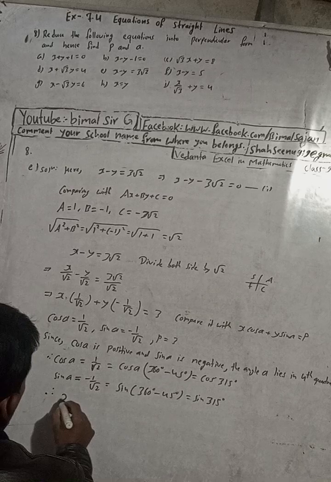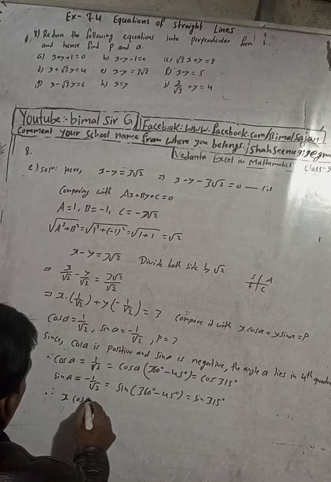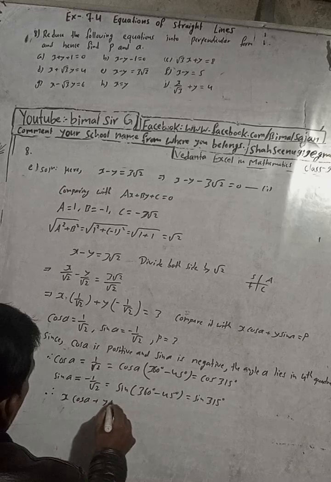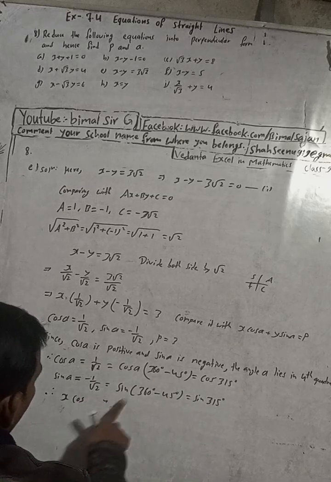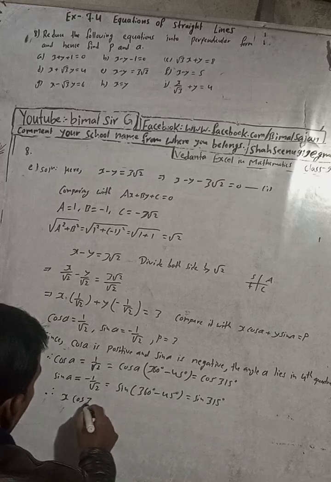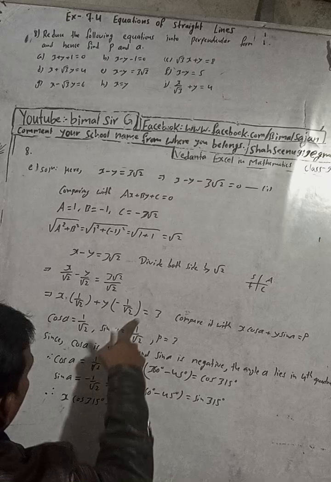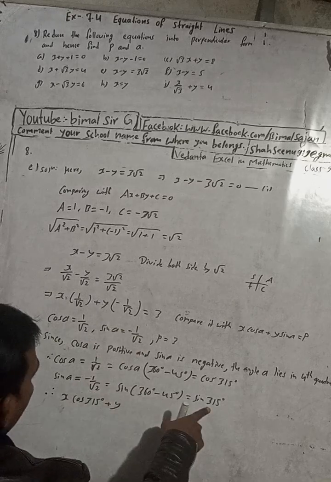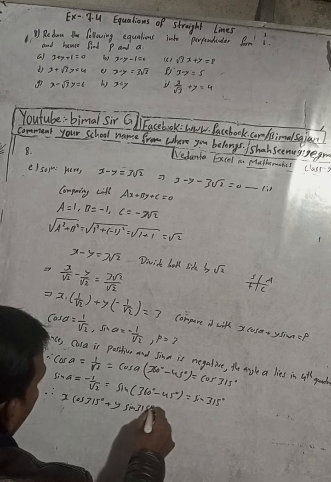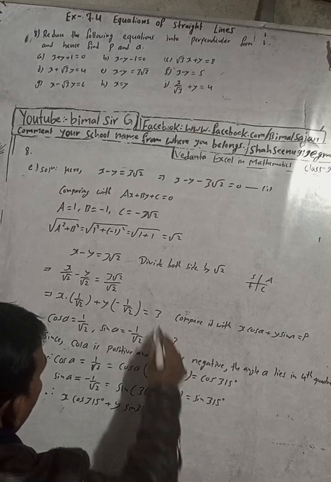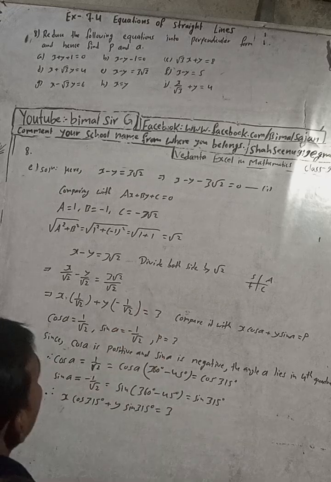This is x cos alpha plus y sin alpha, where alpha is 315 degrees. So x cos 315 degree plus y sin 315 degree is equal to 3. This is the required equation in perpendicular form.